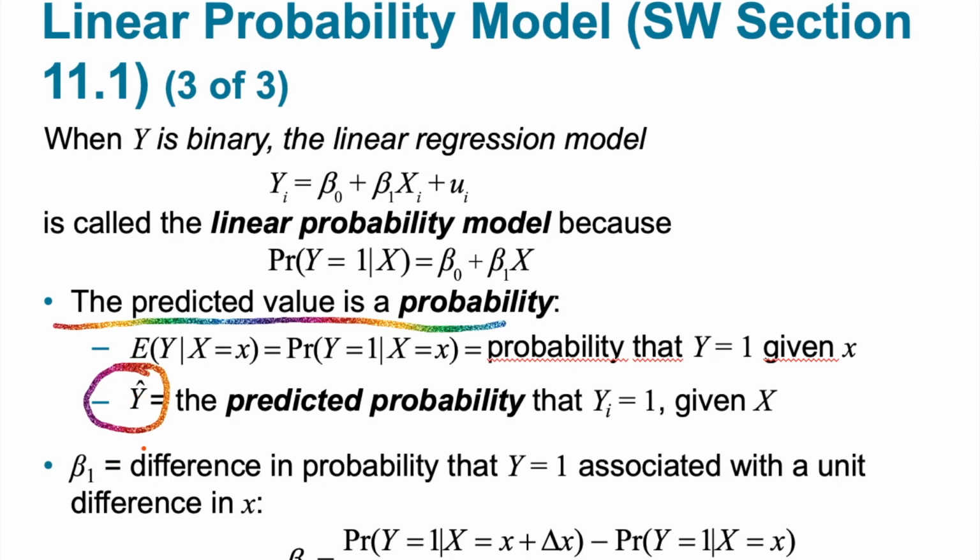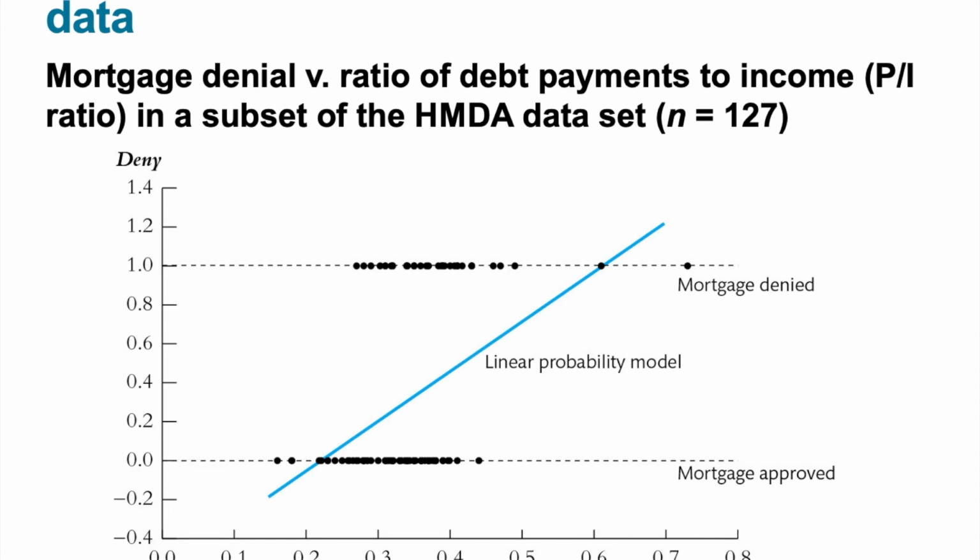Beta 1 is going to be the difference in the probability that y equals 1 associated with a unit increase in x. So beta 1 is the probability that y equals 1, given x is equal to x plus that change in x, minus the probability at the original value of x, all over the change in x. Again, we're thinking about the increase in probability that you are denied for the increase in bad loans in your credit history. Let's look at what the regression line looks like.